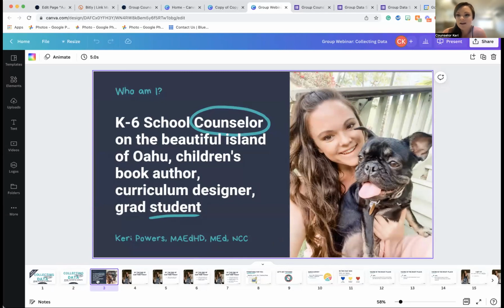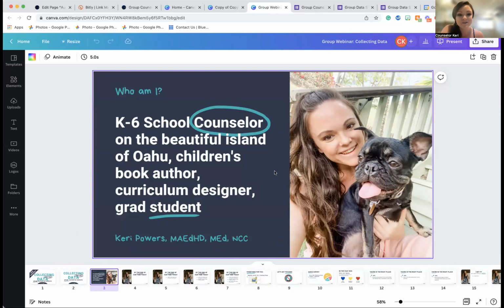I'm Keri. I am a school counselor at a K-6 public school on the beautiful island of Oahu. It's so pretty. The beach is right across the street from my school. Some of our grades had end of the year parties at the beach and we just walked over, and I sometimes have to kind of pinch myself and be like, wow, I can't believe this is real life sometimes. Because I grew up in Georgia in the mountains where we were not close to the beach at all.